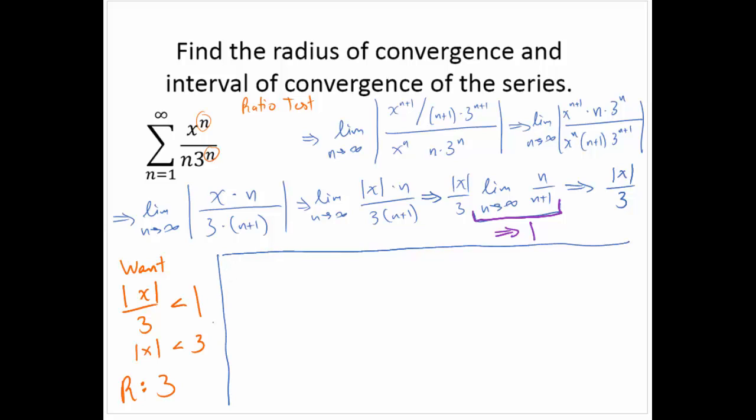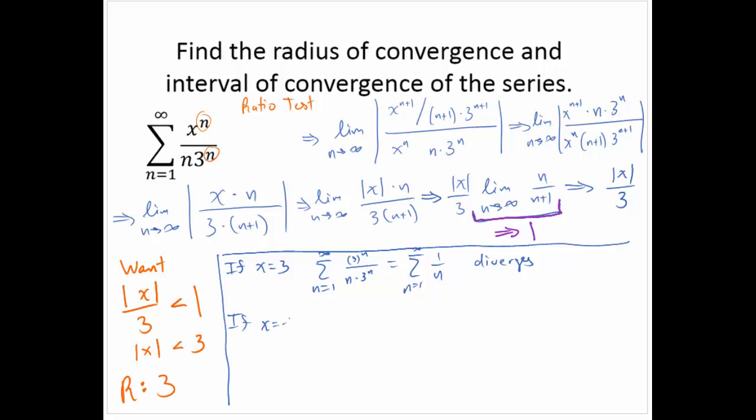All right, so let's test x equals 3. If x equals 3, then I would have the sum from n equals 1 to infinity of 3 to the n over n times 3 to the n, which is the sum from n equals 1 to infinity. The 3 to the n's reduce, leaving 1 over n. And this diverges, right? This is a harmonic series.